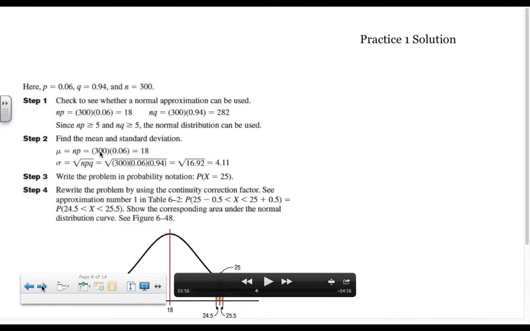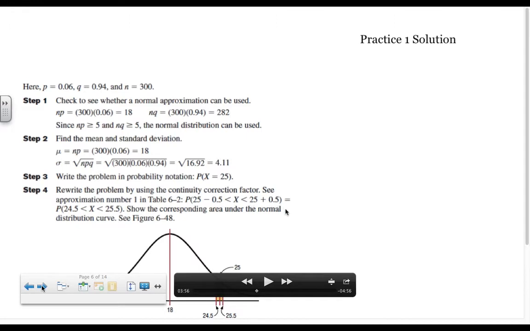Then we find the mean, which is 18. We've already done that up here. Then we take the square root of 300 times 0.06 times 0.94, 4.11. Again, I'm just doing the formula, the square root of NPQ. So the probability is the probability that x equals 25. Using my chart, or the continuity correction factor, it's 25 minus 0.5 and 25 plus 0.5.